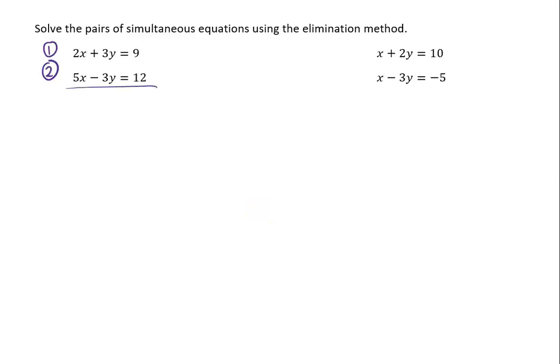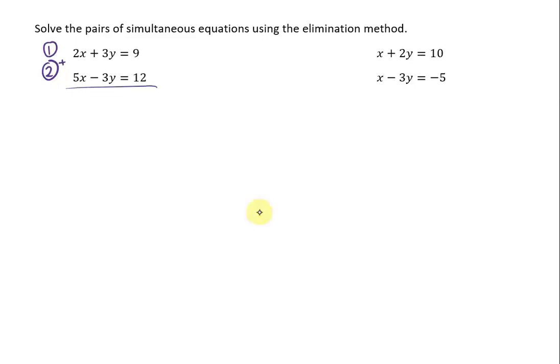Now we just need to decide whether we're adding or subtracting the two equations to get that term to eliminate. The way we remember is if they have different signs, we add them, and if they have the same signs, we subtract them. Now, positive 3y in the first equation and negative 3y in the second equation have different signs, so we're going to add those together. Because when we do 3y plus negative 3y, that's the same as 3y take 3y, and that's going to give us 0. So let's go ahead and add our equations together.